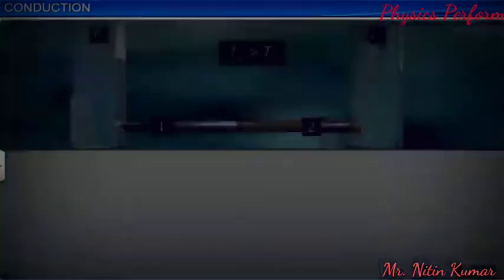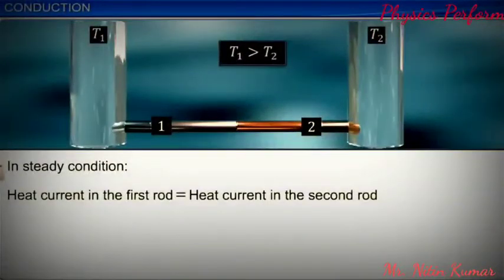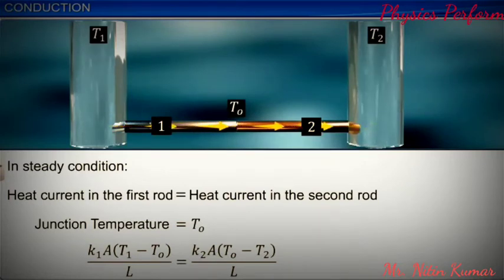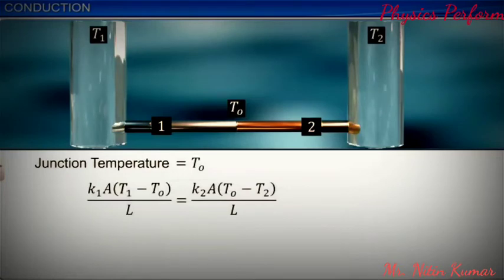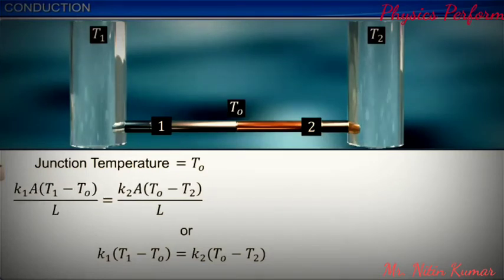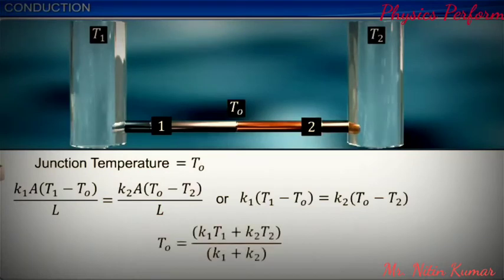In a steady state, heat current in the first rod is equal to heat current in the second rod. If the junction temperature is T0, then K1A into (T1 minus T0) by L is equal to K2A into (T0 minus T2) by L, or K1 into (T1 minus T0) is equal to K2 into (T0 minus T2). The junction temperature T0 is equal to (K1 T1 plus K2 T2) by (K1 plus K2).